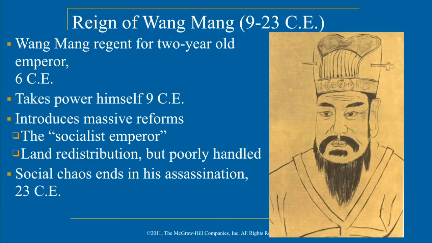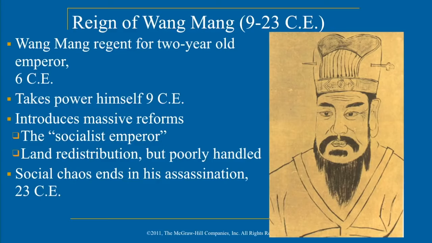He's known as the socialist emperor, and we'll talk about socialism a little later, but socialism is the idea of promoting the good, using the power of the government to promote the good for the most people. And so he does this thing of land distribution, but it's poorly handled. He tries to give back a lot of the land to the peasants, but some of the landowners that were holding a lot of land start to get upset, and then he kind of goes back, and it gets confusing, and this social chaos ends in his assassination in 23 CE.